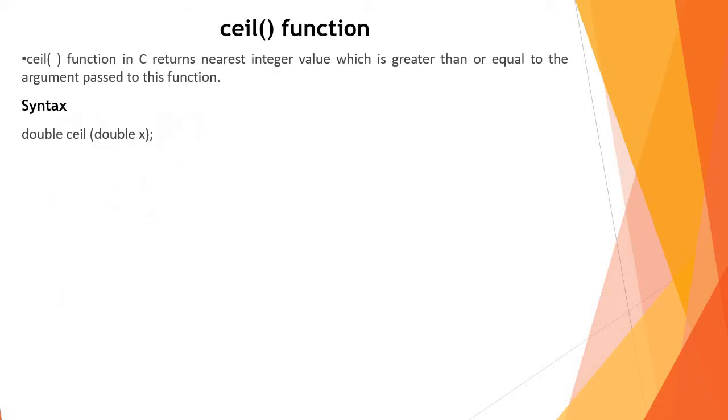Next one is the ceil function. The ceil function in C returns the nearest integer value greater than or equal to the argument passed to this function. This is just the opposite of the floor function. The syntax for the ceil function is double ceil(double x). Here ceil is the function name, double x is the argument, and double is the return type.